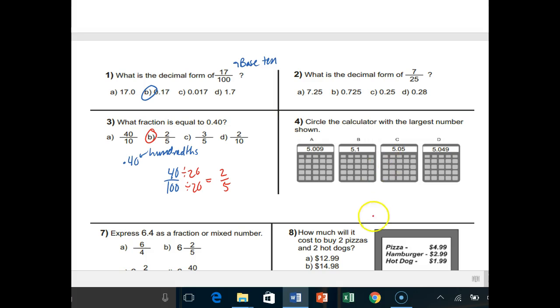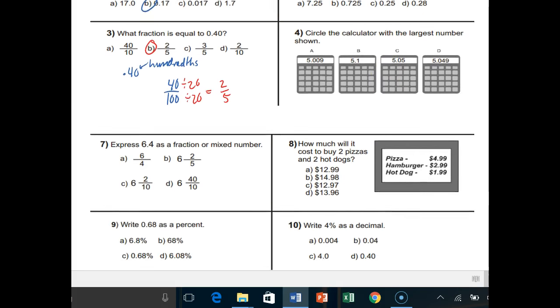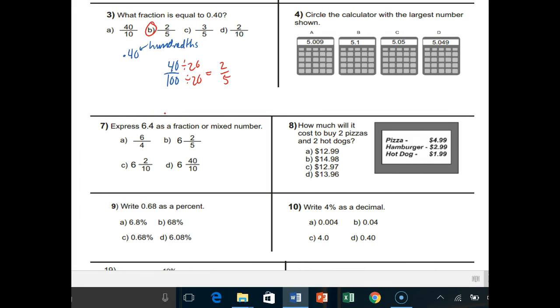All right, here you want to stack decimals. Number 7, express 6.4 as a mixed number. That should be very simple. 6 is your whole number. The 0.4, look on your reference sheet, or just realize, okay, that's 4 over 10, but then simplify it. Divide by 2, you get 6 and 2/5.